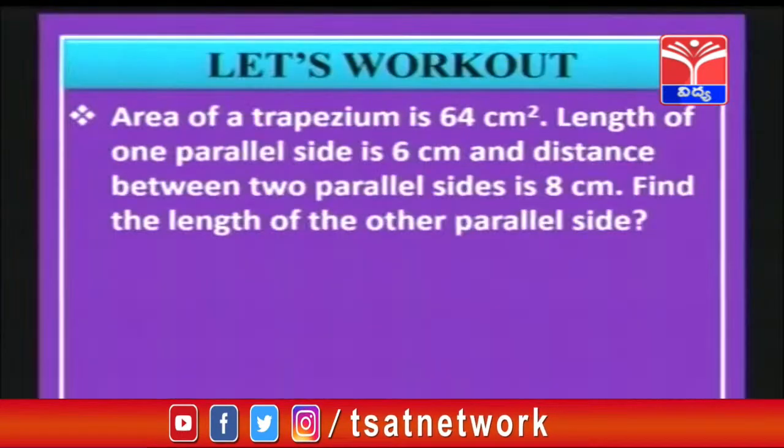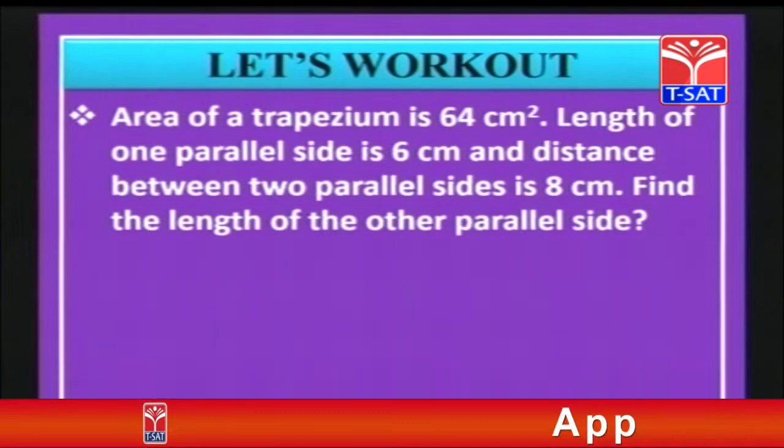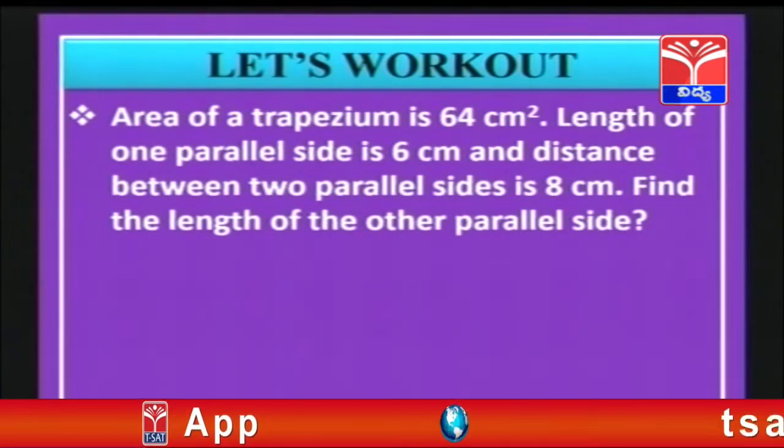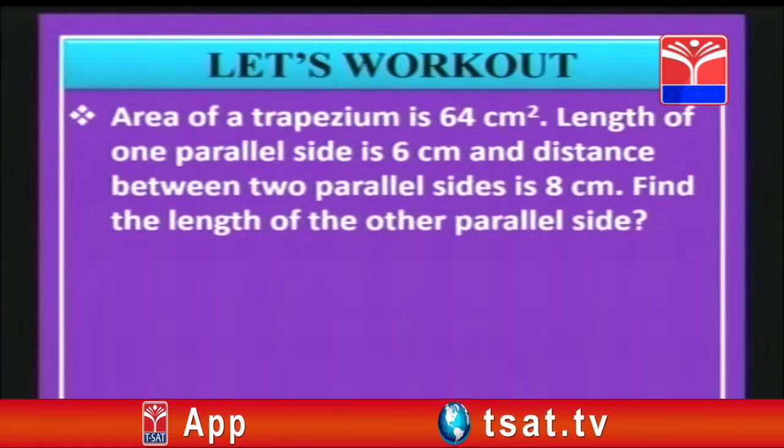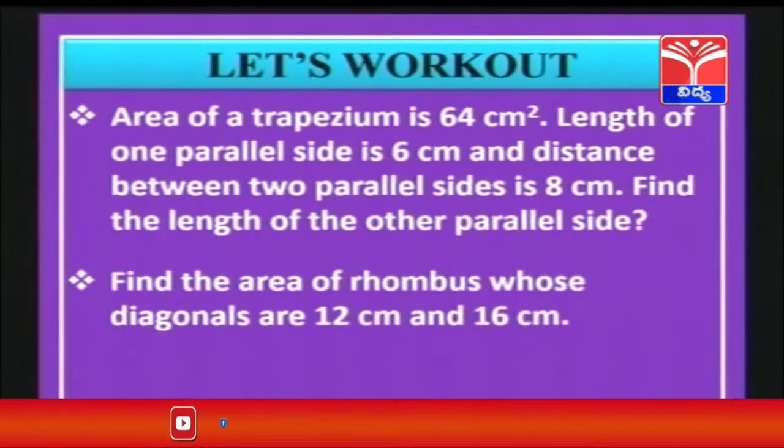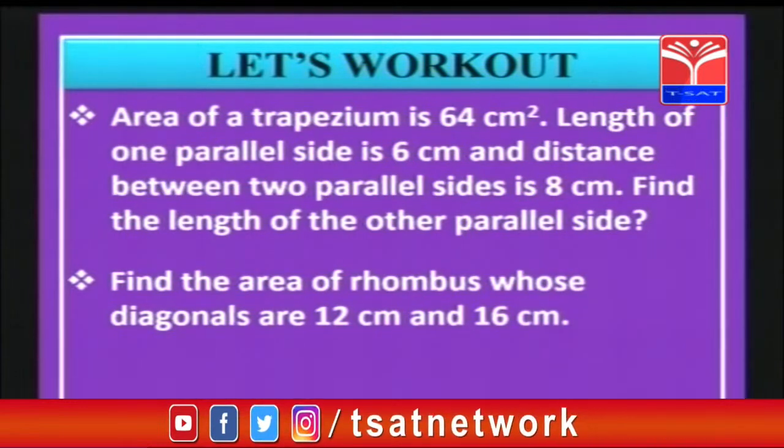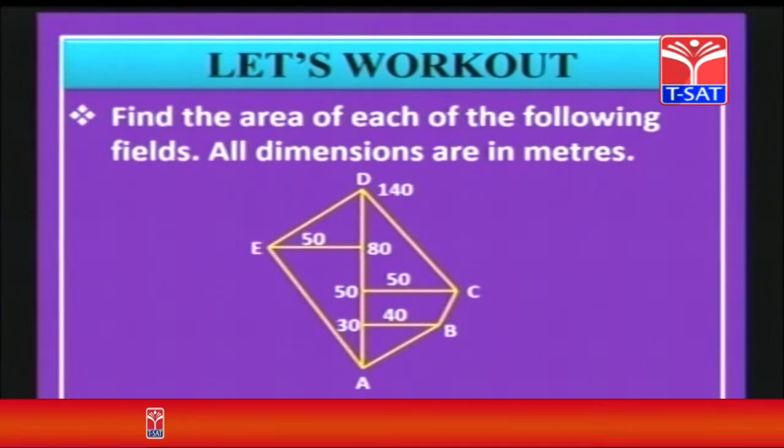Area of a trapezium is 64 centimeters square. Length of one parallel side is 6 centimeters and the distance between two parallel sides is 8 centimeters. Find the length of the other parallel side. Find the area of rhombus whose diagonals are 12 centimeters and 16 centimeters. Find the area of each of the following fields. All dimensions are in meters.